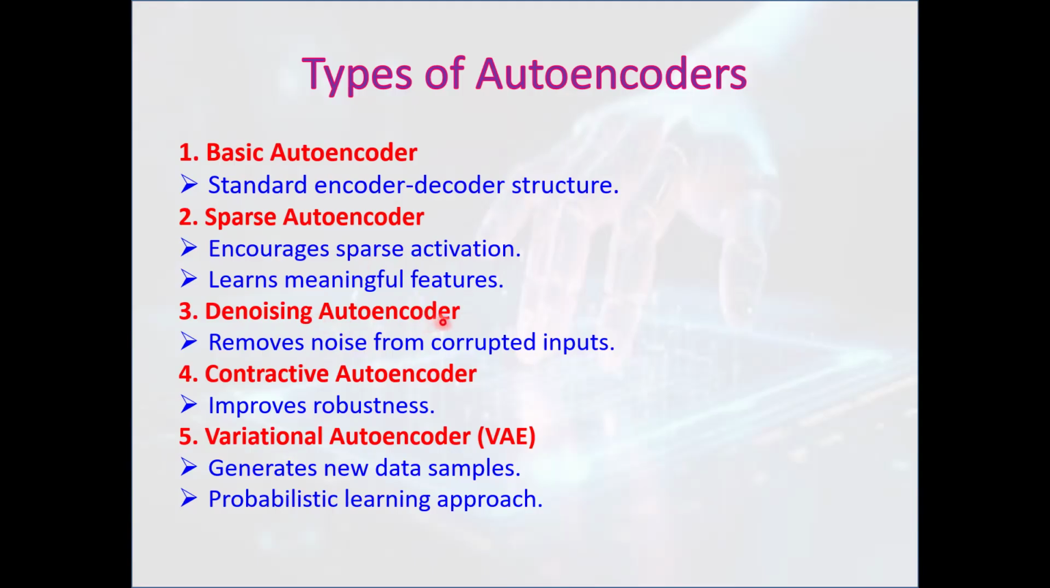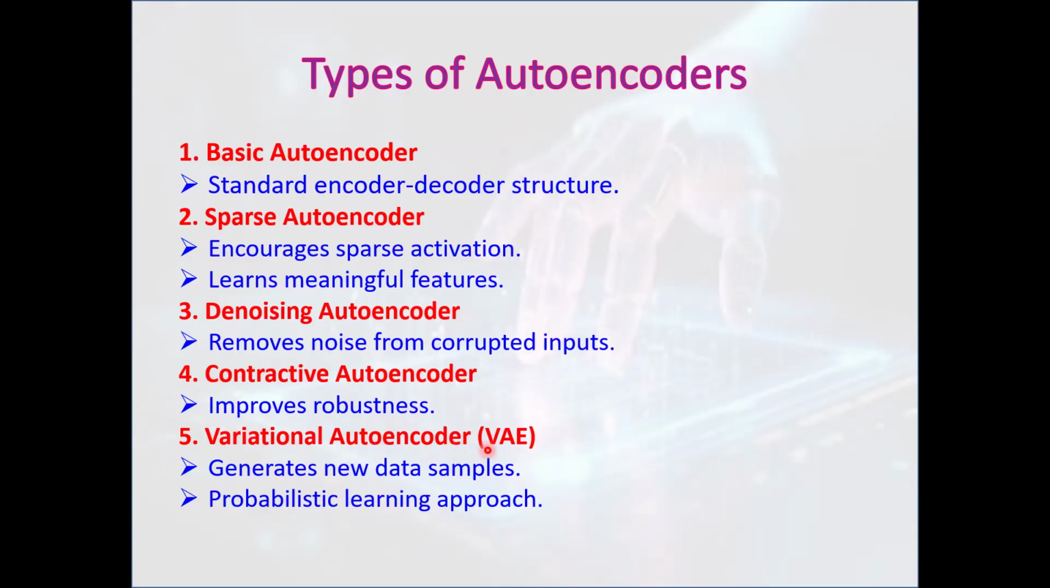Next, the denoising autoencoder. The denoising autoencoder learns to reconstruct clean data from noisy input, and it removes the noise from the corrupted input. It improves the data quality by eliminating distortions and restoring original information. Next, the contractive autoencoder. The contractive autoencoder increases robustness by reducing sensitivity to small changes in input data. They produce stable feature representations that generalize better to unseen data.